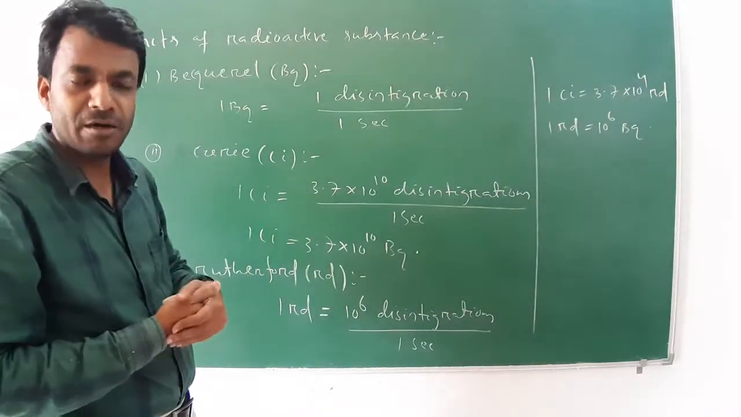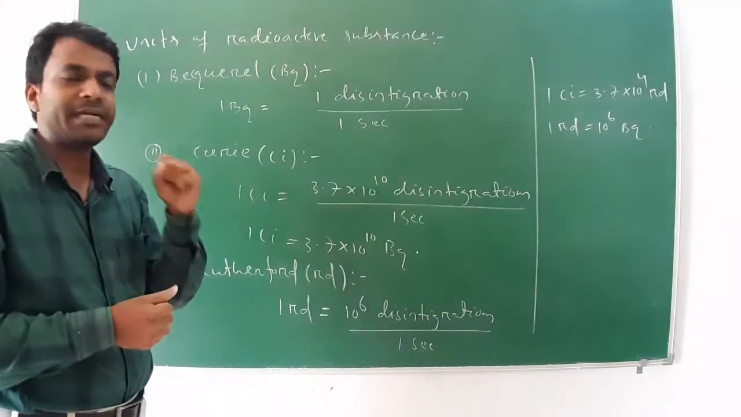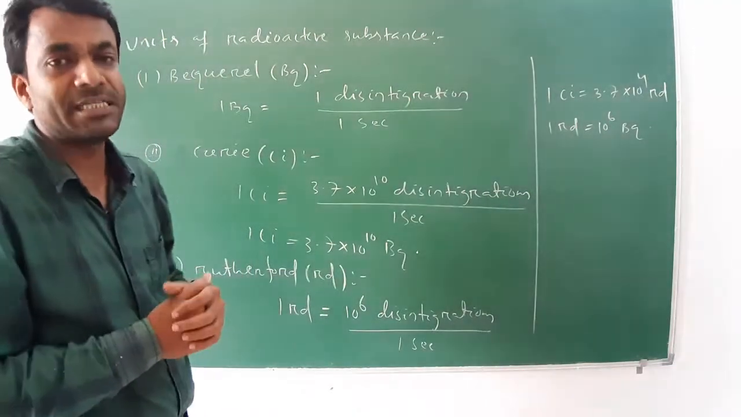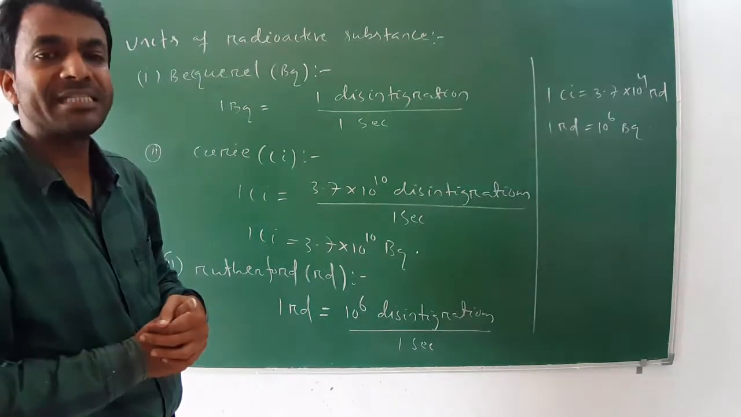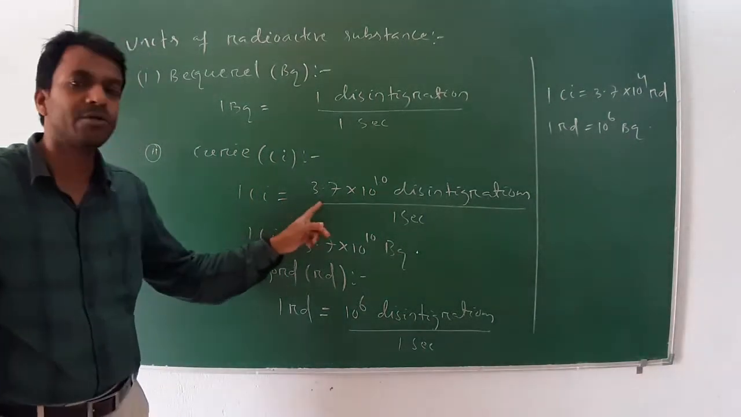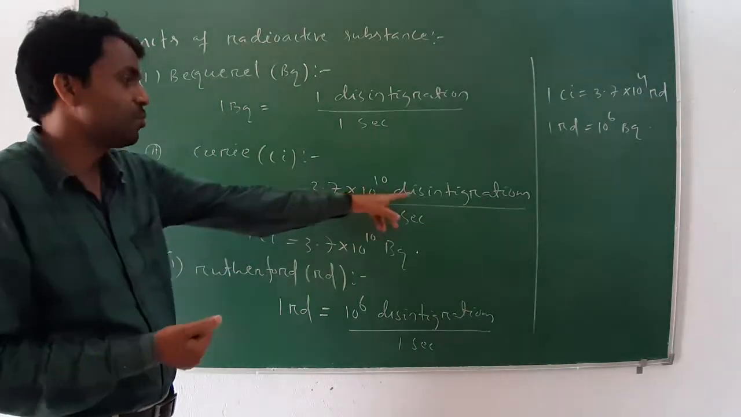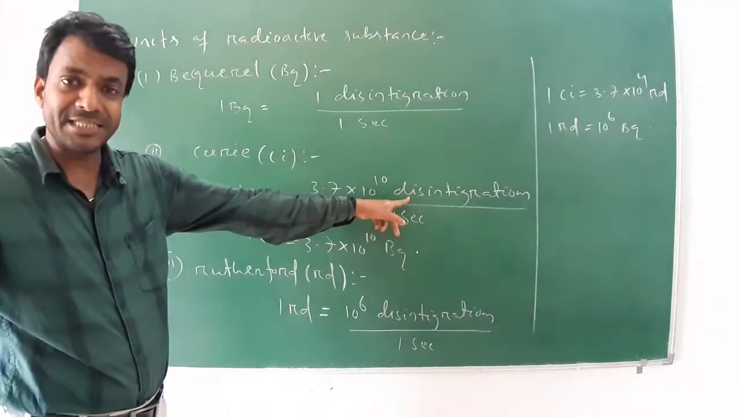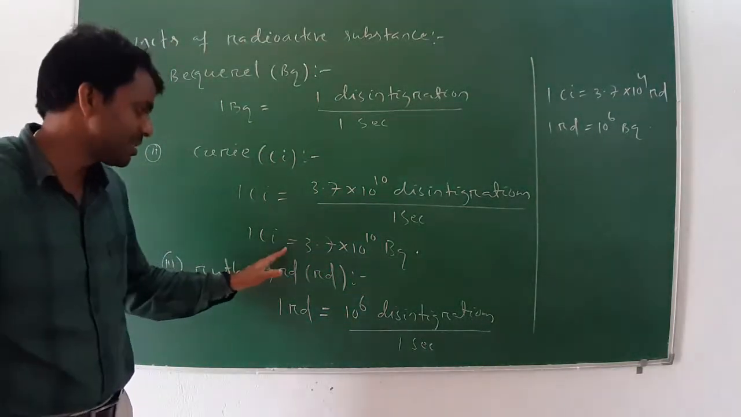Now the second unit is Curie. Curie is the practical unit of a radioactive sample. Generally, radioactive samples are measured in the Curie unit, denoted as Ci. 1 Curie is equal to 3.7 into 10 to the power 10 disintegrations per second. That is, 1 Curie is defined when a radioactive sample disintegrates 3.7 into 10 to the power 10 nuclei per second. Since 1 disintegration per second is 1 Becquerel, 1 Curie is equal to 3.7 into 10 to the power 10 Becquerel. This is the relation between the Curie and Becquerel.